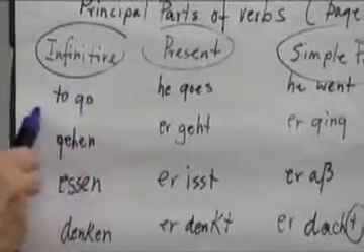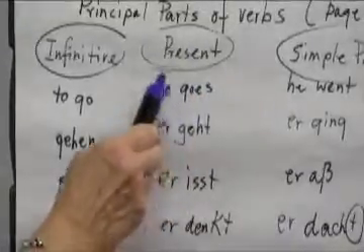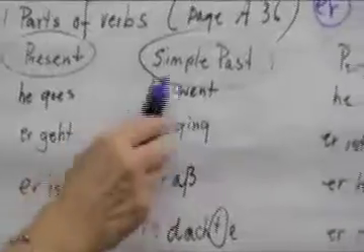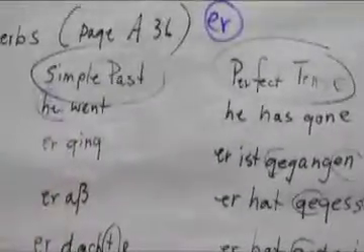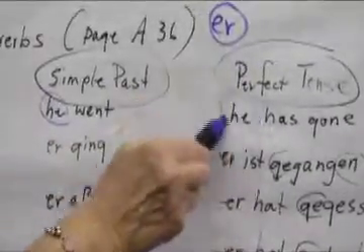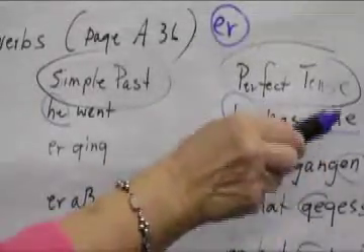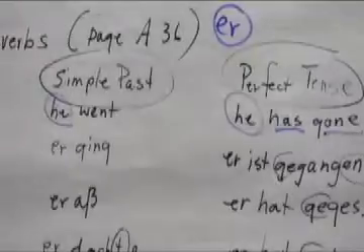So let's look at to go. The infinitive would be to go in English. The present would be he goes, because remember I told you they always use the he, she, it form. The simple past would be he went, and the perfect tense he has gone. A form of have and the past participle. Remember, perfect tense, past participle.